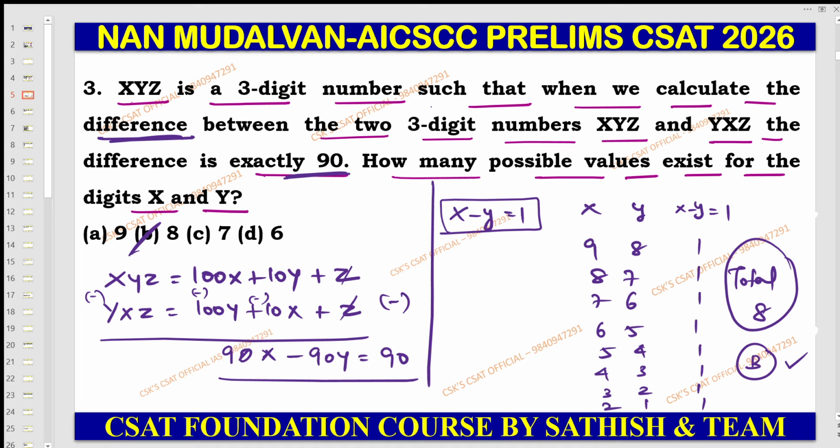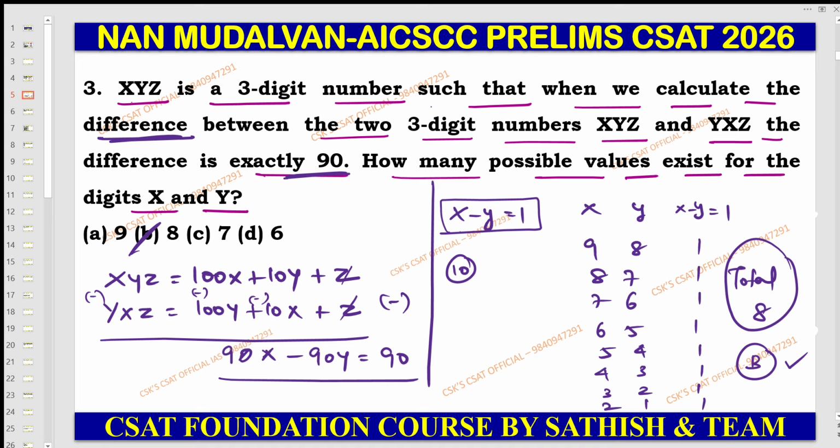Understood? A student asks whether the values 1 and 0 can be placed in x and y. No, no. The difference between x minus y must be 1. How many values exist for this?